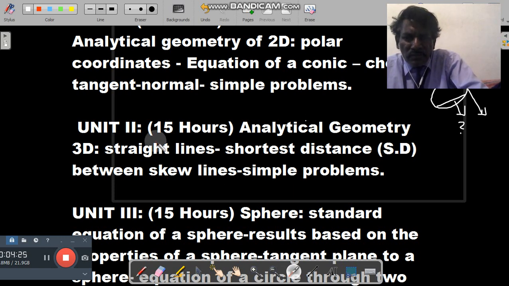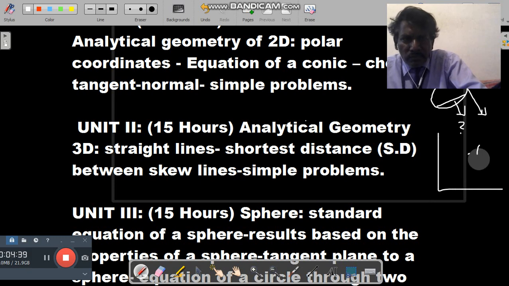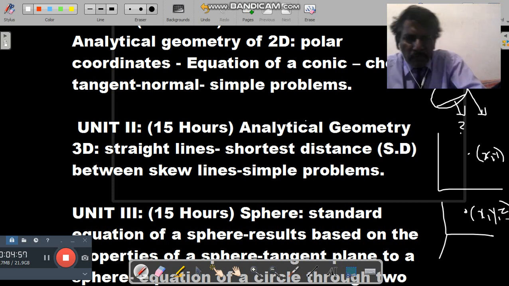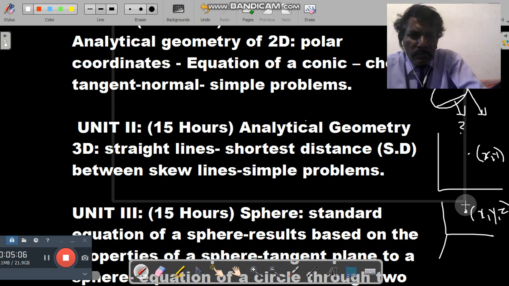That means 3 reference coordinates would be there: x comma y comma z. Take for example, this is 2 dimensional, where it consists of x comma y only. But what about 3 dimensions? A point consists of 3 coordinates: x, y, z. With respect to x, how far is the point, with respect to y, how far, with respect to z, how far is this particular point.